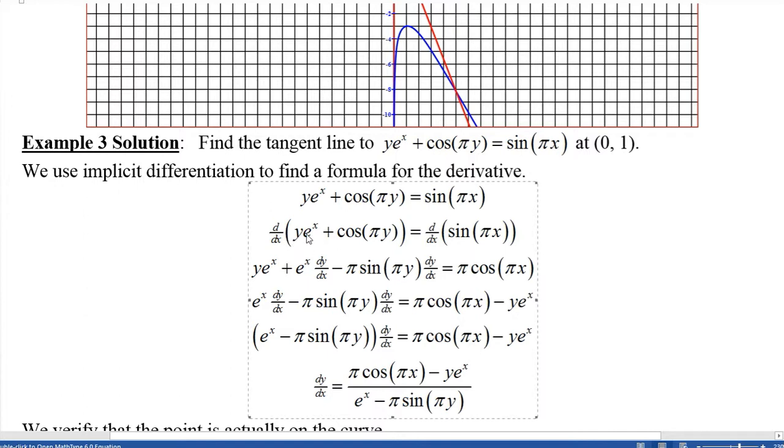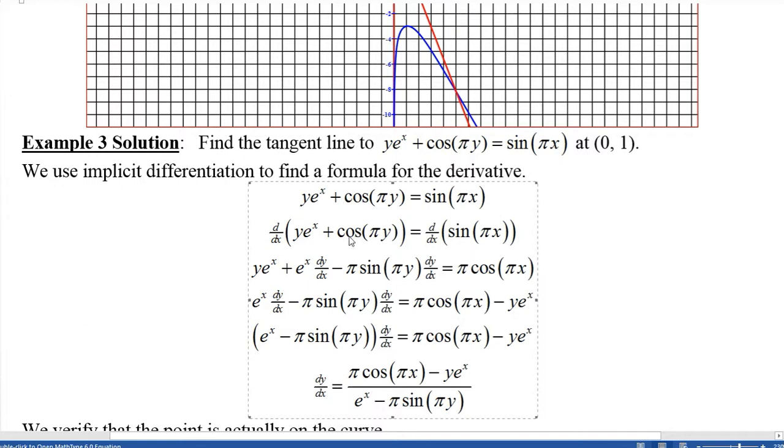Here we're going to use the sum rule first, then the product rule. So the derivative of y times e to the x is the first times the derivative of the second, so it's y times the derivative of e to the x. The derivative of e to the x is e to the x, plus the second, which is e to the x, times the derivative of the first. The derivative of y is dy over dx. Now we have to find the derivative of cosine of pi y and add that on.